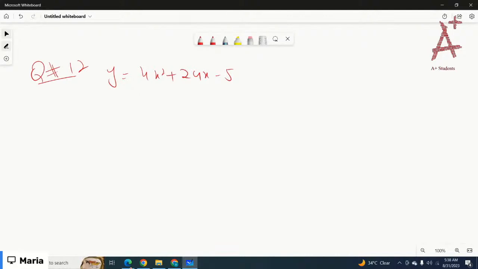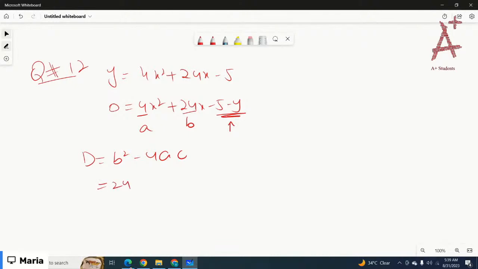Okay, move y to the other side. It would be 0 equals 4x square plus 24x minus 5 minus y, right? Let's just evaluate the discriminant. A is 4, B is 24, and C is negative 5 minus y. That would be a constant, right? So let's just evaluate the discriminant. B square minus 4AC. B is 24 square minus 4, A is 4 and C is negative 5 minus y.